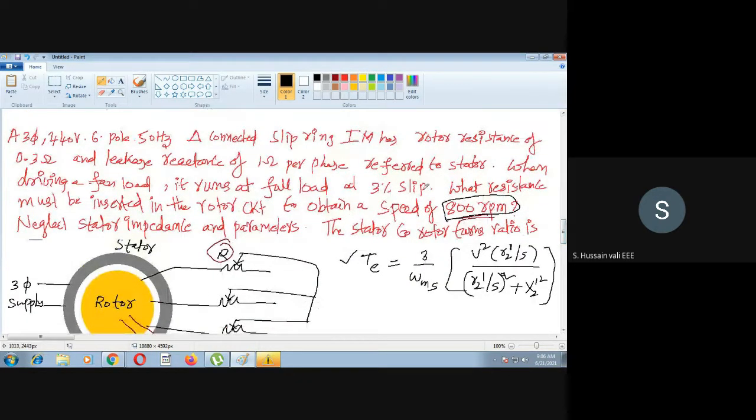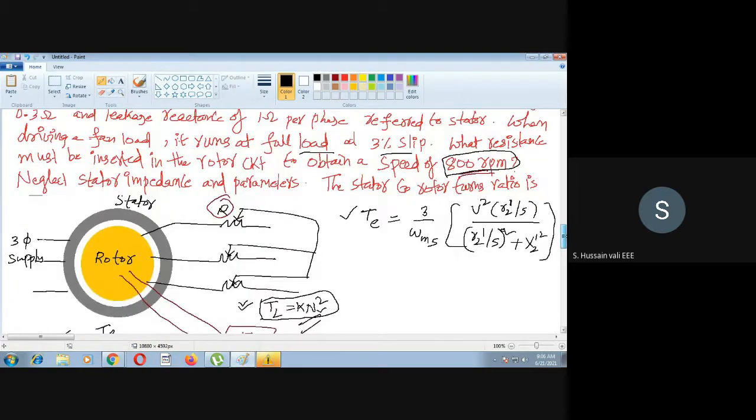See here, when driving a fan load, it runs at full load at 3% slip. So first, we'll find out the full load torque here. How do you find out the full load torque? At full load, he has given some slip, 3% slip, so we'll substitute that here.